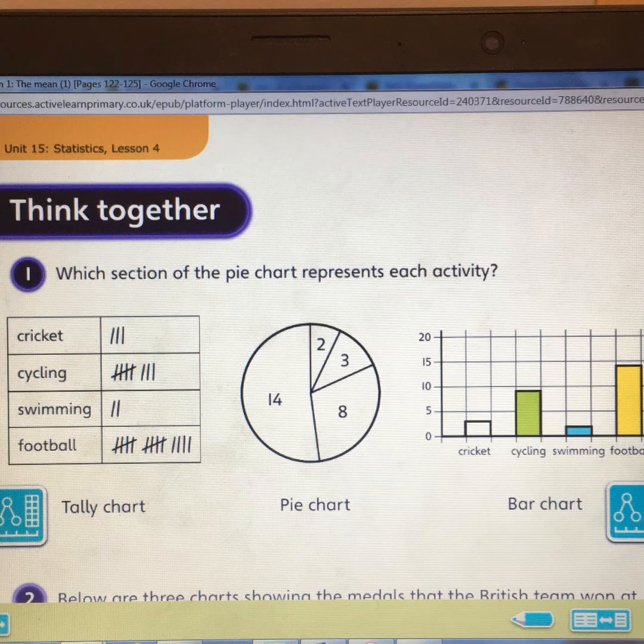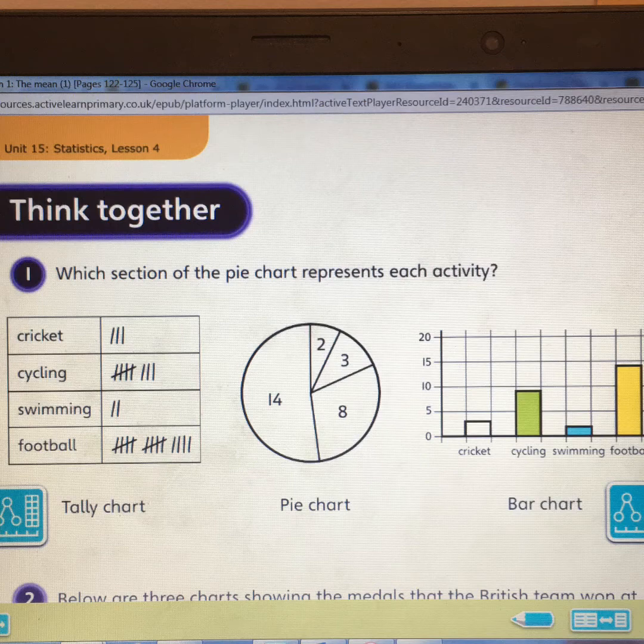So this think together, number 1, says, which section of the pie chart represents each activity? And we've got a tally chart, a pie chart and a bar chart, and they all show the same information. And we can see that because for a tally chart, cricket says 3. On the bar chart, the cricket's halfway between 5 and 0, which would be 3. So if we look at the tally chart and the bar chart, we need to use that information to help us work out which section's which on the pie chart. So pause the video, have a go.